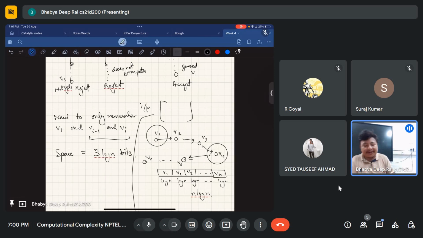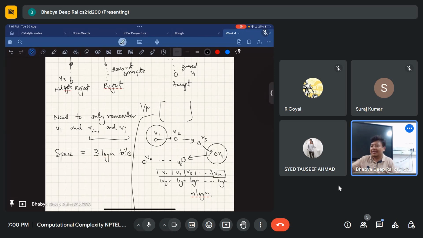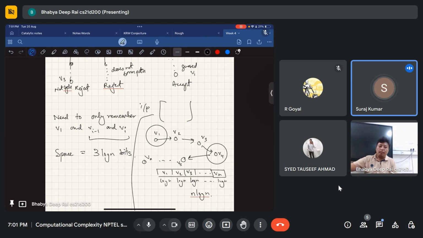Okay, this is why this is an NL algorithm. This is a non-deterministic log space. Is that clear? Sir, so is it the case that we should also remember vi minus 2 so that we don't go back?